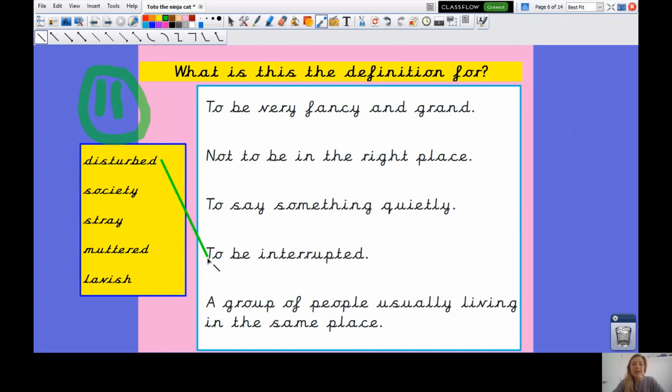Disturbed is to be interrupted. Society is when we have a group of people who are usually living in the same place. So we could have our society of Brent, we could have our society of London, of the UK, of the world even. The next one is stray. A stray is something which is when you're not in the right place. When we mutter, that's when we say something quietly. And lavish is to be very fancy and grand. And we had those pictures of those beautiful lavish cakes, and you might want to describe other things as lavish.